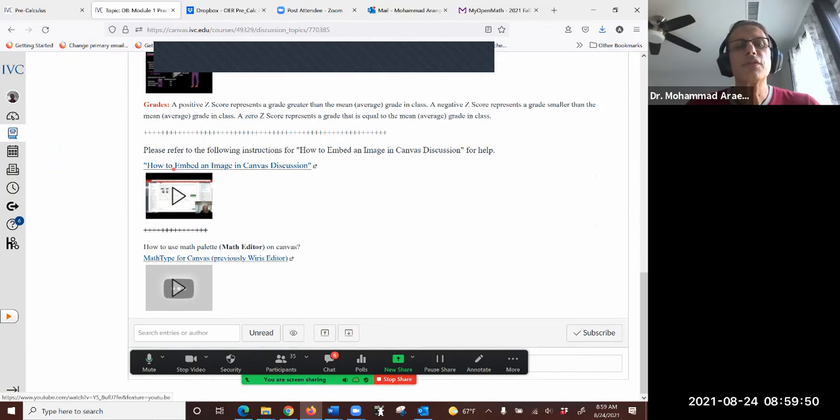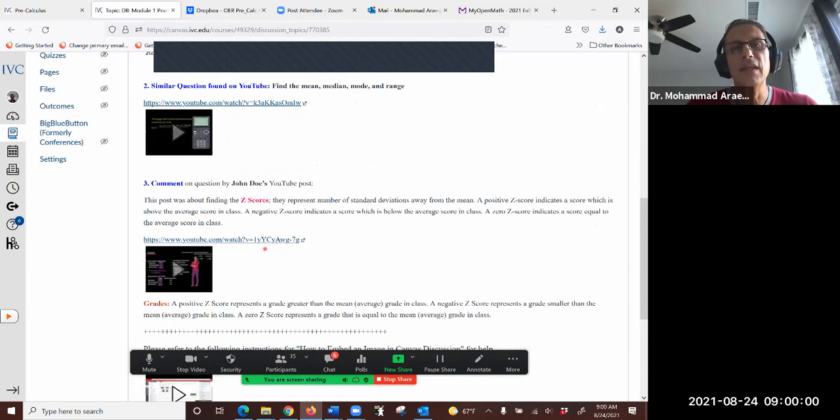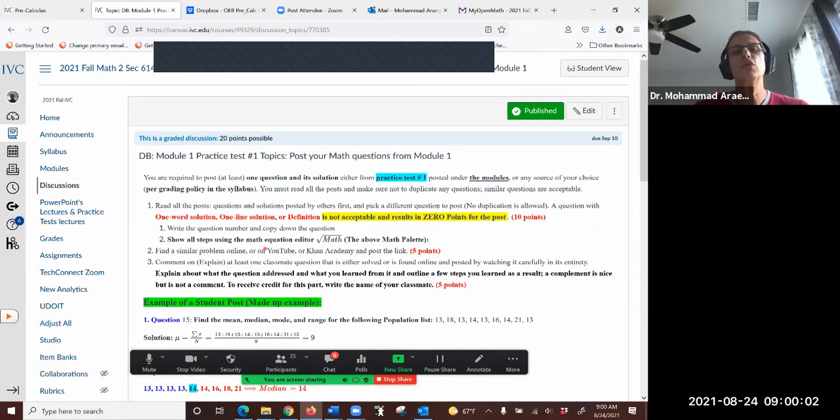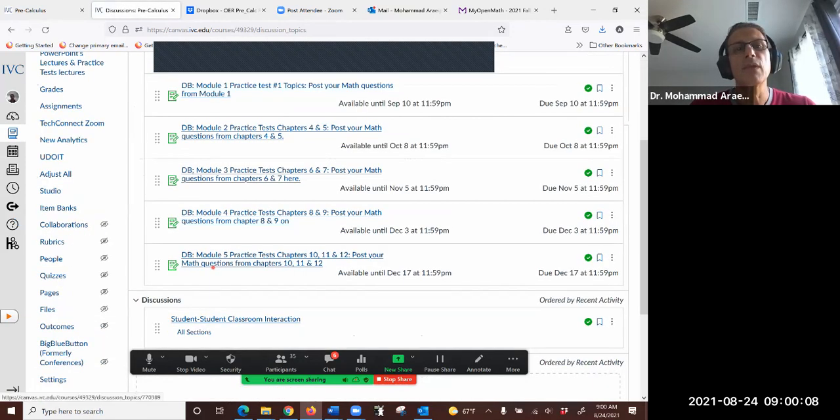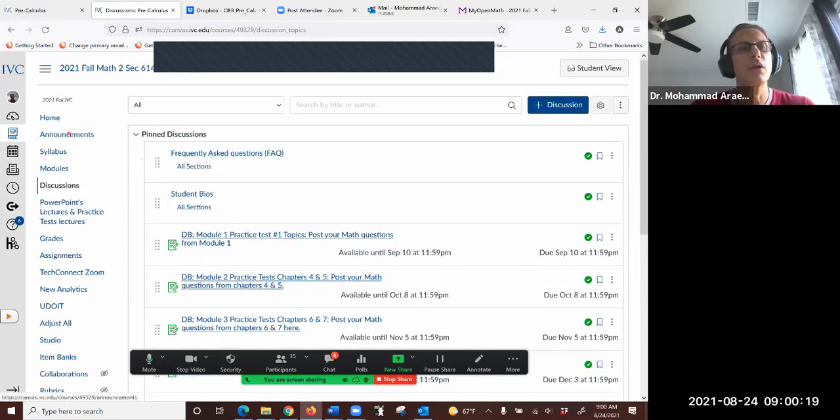Now, please refer to the following instruction, how to embed an image in Canvas discussion in case, and this one, how to use the math editor. This will give you 20 points. There are 5 of those. Take a look. Each module has 1, 2, 3, 4, 5, and that gives you a total of 100 points. Those are easy points. Going back to the home page.